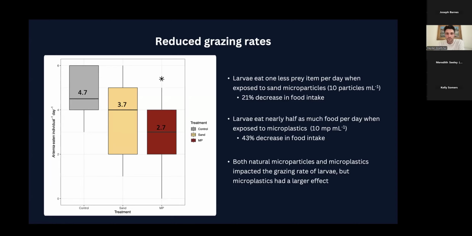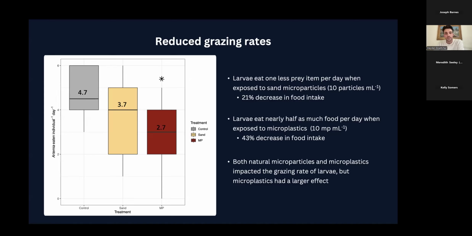And so to start, we looked at the grazing rate. So this is how much food are the larvae actually eating per 24 hours. And if you look here on the y-axis, we have exactly that, the number of food or prey items eaten per day. For the control group with no particles whatsoever, they're eating about 5 of the 10 available prey items per day. If we move on to the sand or the natural microparticles, we saw about a 21% decrease in food intake, so down to 3.7 as an average.